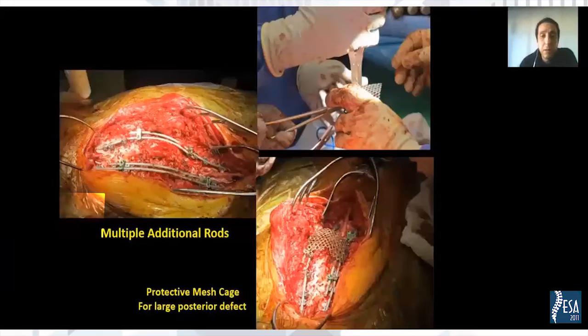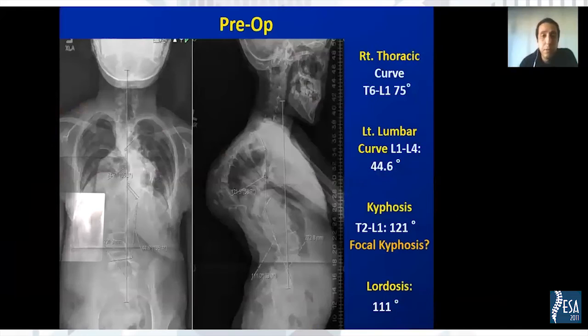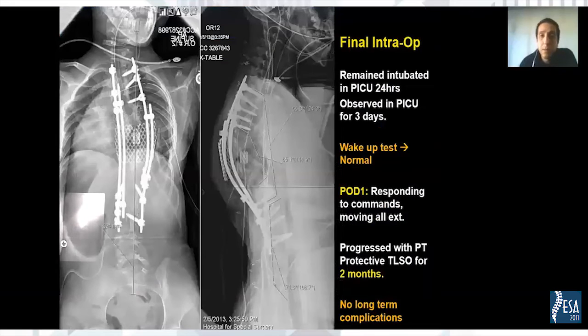And she had a very big exposed dura, so we used a mesh cage to cover that up, and also had multiple rods for stability. This is the pre-op, and this is the immediate post-op or intra-op. She was neuro intact on exam. Post-op, she stayed in a brace for a couple of months and had no long-term neurological complications.